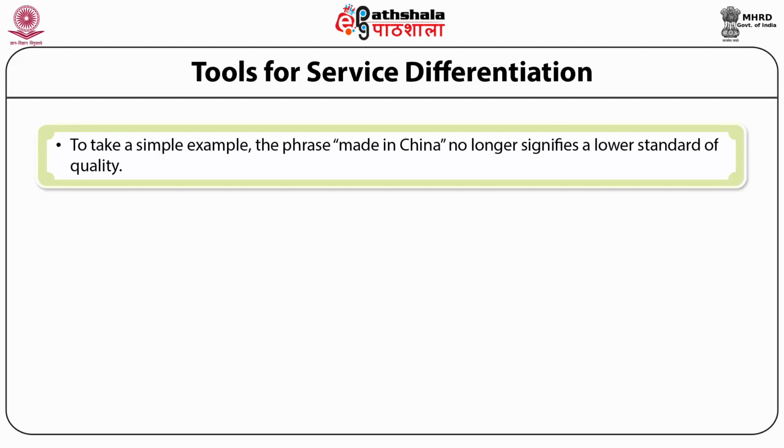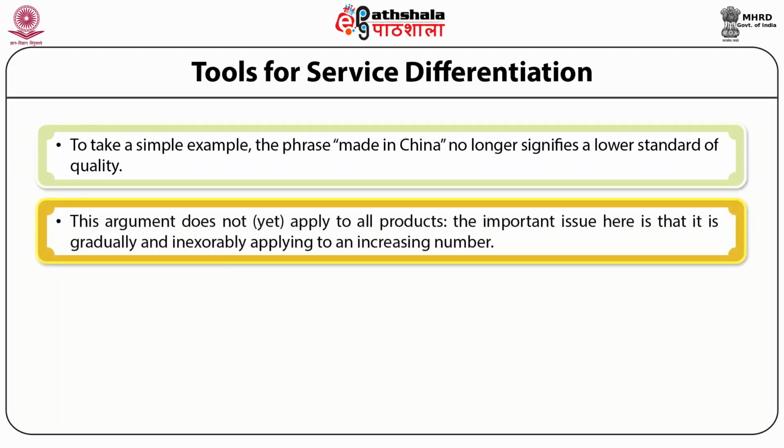The fact that well-educated and well-trained Chinese workers do not have a minimum of 2 televisions per home, do not think of a car as a necessity, and do not regard 2 foreign holidays per year as a necessity means that they can use it as a cost or a price differentiator. This argument does not apply, at least as of now, to all products. The important issue here is that it is gradually being applied to an increasing number of products and services.